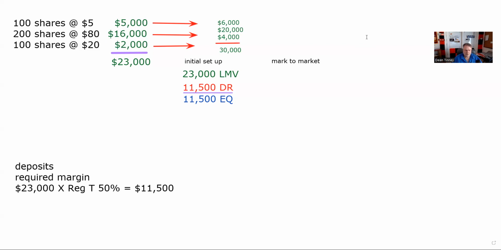So again, we're going to do our mark to market. The most important thing is the classical margin equation: long market value minus debit equals equity. So now we have $30,000 in market value. You still owe the brokerage firm 11.5. Please note the debit balance doesn't go up. In my house analogy, if the market value of your house goes up, the mortgage remains the same. And if your house goes up in value and the mortgage remains the same, you've generated more equity. Equity always represents what you would have if you closed the account. Nobody's suggesting you do that, but if you sold off these securities and you paid off the loan, there'd be $18,500 left over.